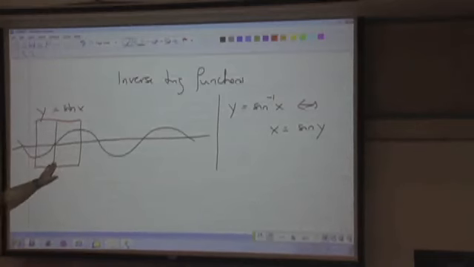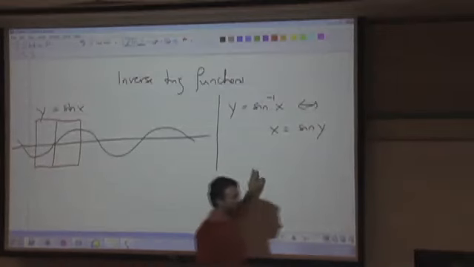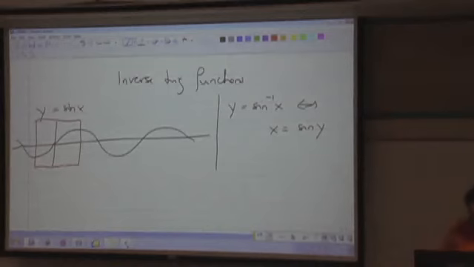If I focus on this particular picture, I will have a one-to-one function, right? Which means I can come back here and say that y actually has to be in the interval minus pi over 2 to pi over 2. Does that make sense?